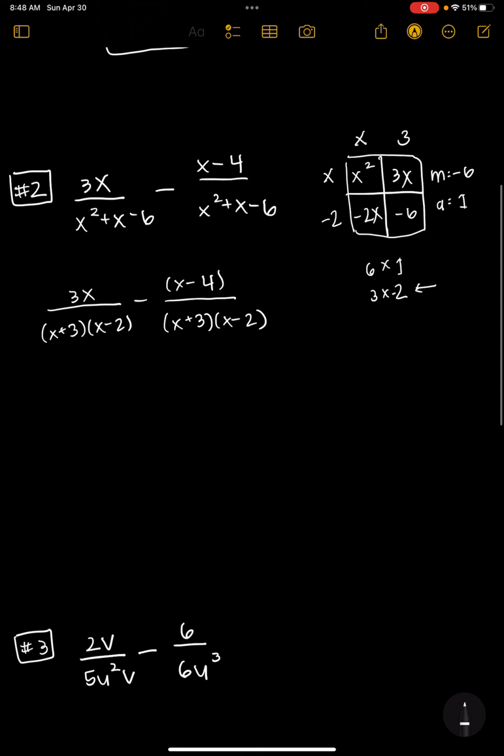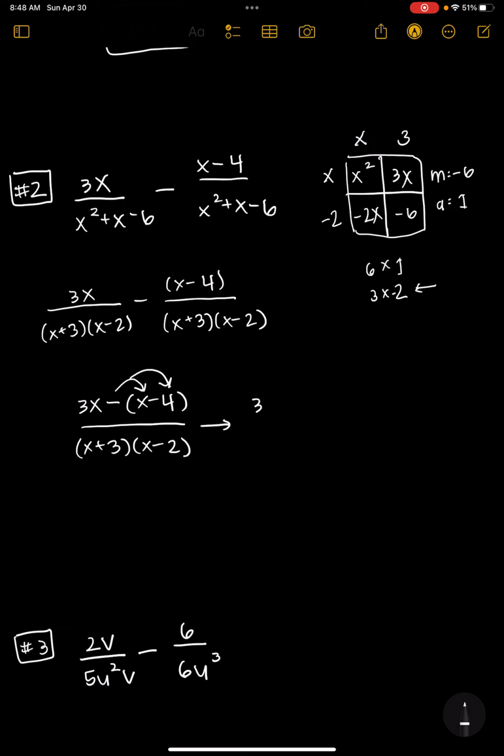But what I can do now is, because they have common denominators, I can just add the tops, or in this case, subtract the tops. So I'm going to have 3x minus (x minus 4) over (x plus 3)(x minus 2). And then this negative that's on the top distributes itself, so it'll change the signs inside the parentheses.